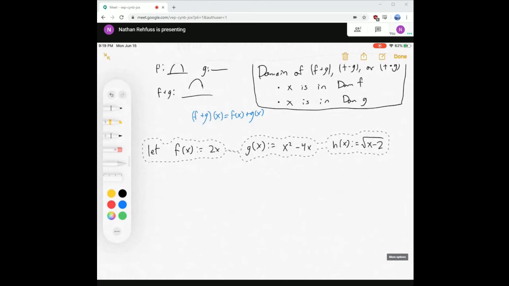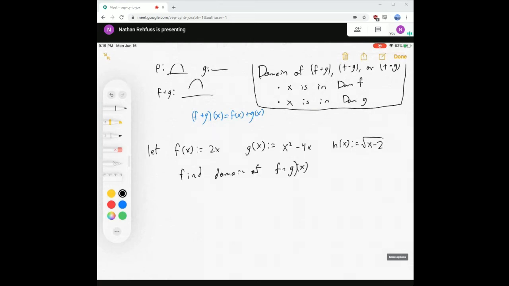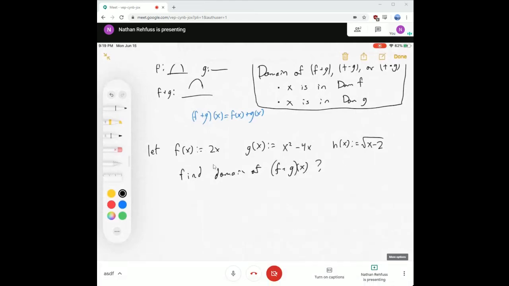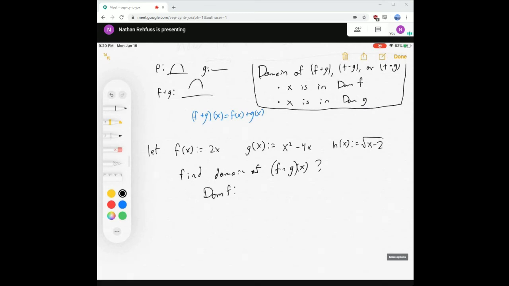So here's f, g, and h. If I want the domain of f plus g of x, which remember from before turned out to be x squared minus 2x because it was this thing plus this thing, well, if I want the domain of that, I have to ask what's in the domain of f and what's in the domain of g. Well, f is 2x. What can I do 2x to? Any real number I can multiply by 2 and get a new real number. So the domain of f is all real numbers.